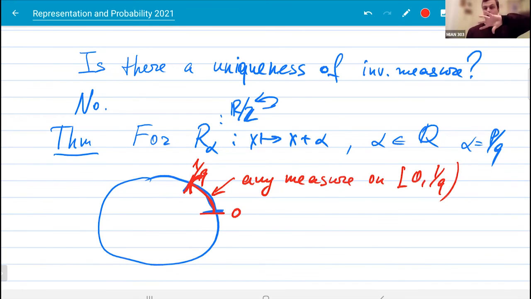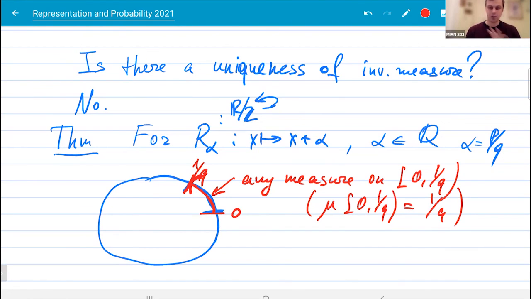And then you can copy this. Maybe you want the measure on this to be equal to 1 over q. Just scale it down so that this holds. And then you just copy this measure. Formally speaking, you take the push forward under the corresponding map, but it doesn't matter, to every other part of the circle. You get this, this, and so on.